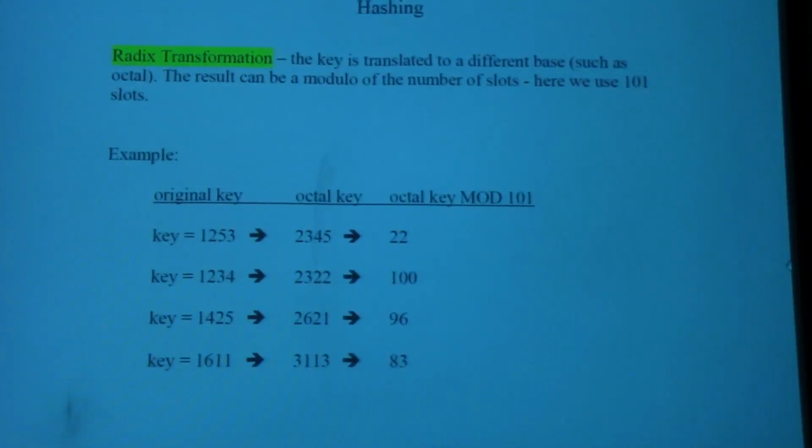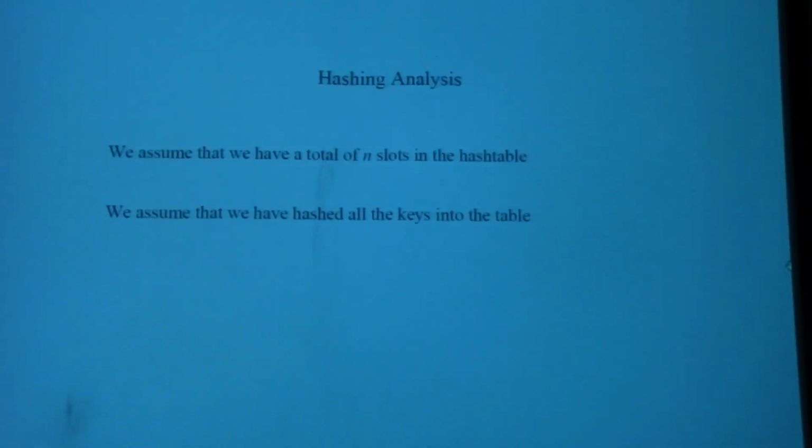You can also do a radix transformation. Radix is the base, right? So radix transformation means, for example, if the key is in base 10, the base 8 value is 2, 3, 4, 5, for example. So that gives you more digits, which is kind of interesting. You understand how to go to base 8, right? I'm not going to test you on that, but you get the idea. So then we can take the octal key mod 101, and in that case I get some crazy numbers. And 101 would be a table of size 101, 0 to 100, and that would be a nice prime number for us.